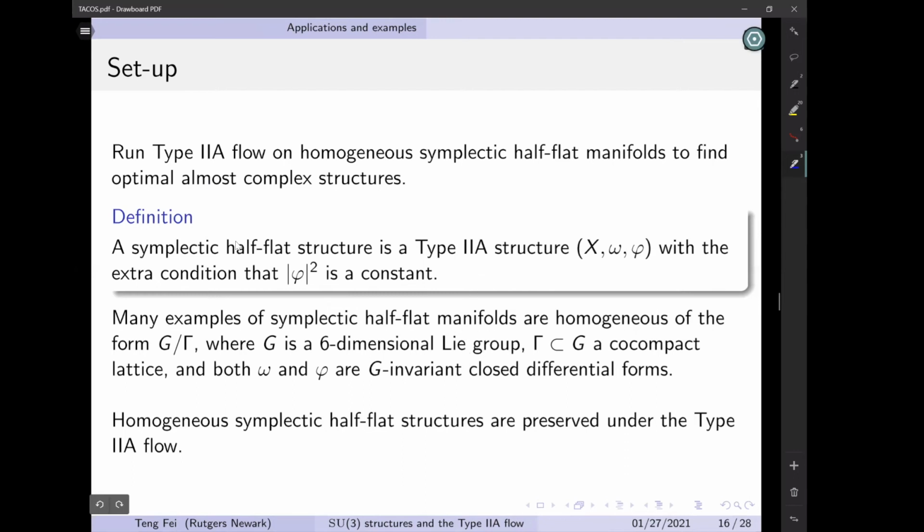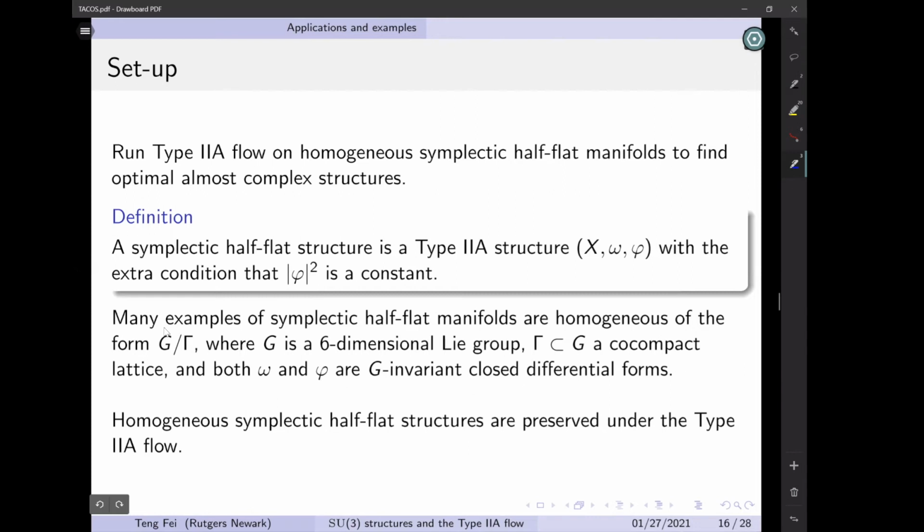So this is what's called a symplectic half-flat structure. Many examples of symplectic half-flat manifolds are homogeneous of the form G quotient by gamma, where G is a six-dimensional Lie group and gamma is a co-compact lattice, meaning gamma is a discrete subgroup of G such that G over gamma is compact. And also in this case, we want the symplectic form and phi to be G-invariant, closed differential forms.